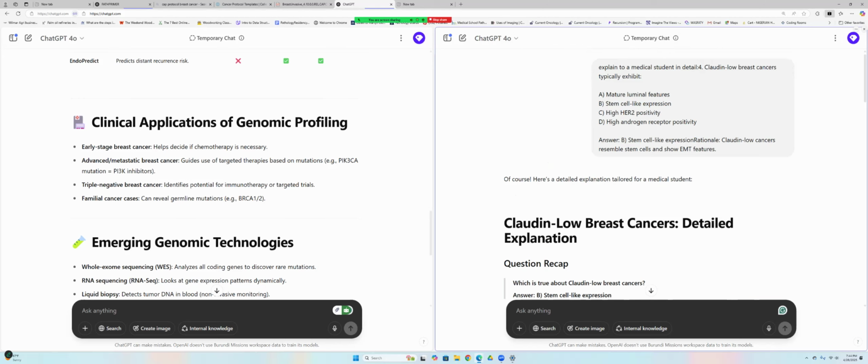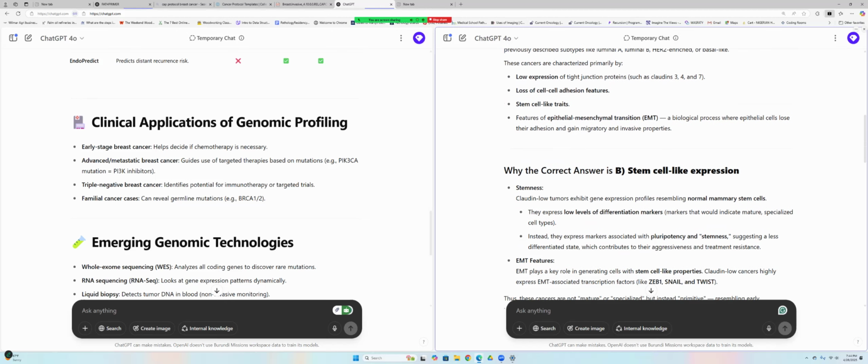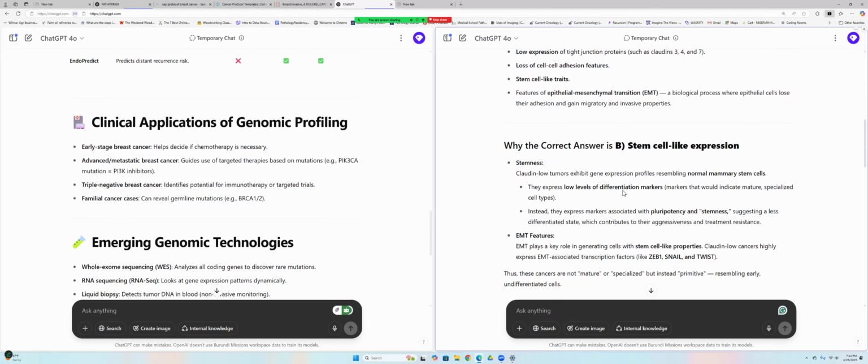So the question was this: claudin-low breast cancers typically exhibit what? Mature luminal features or stem cell-like expression? The answer is stem cell-like expression, stemness. Claudin-low tumors exhibit gene expression profiles resembling normal mammary stem cells.